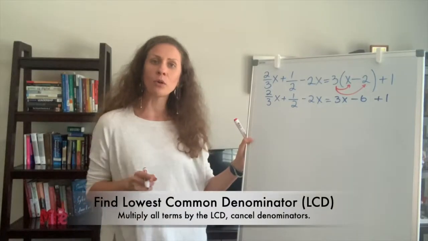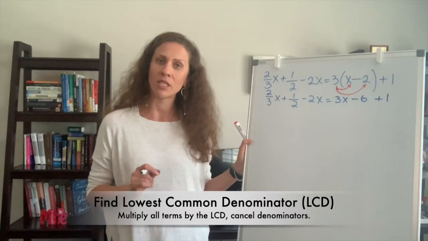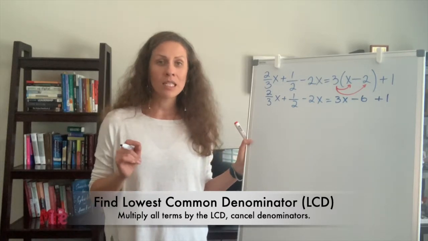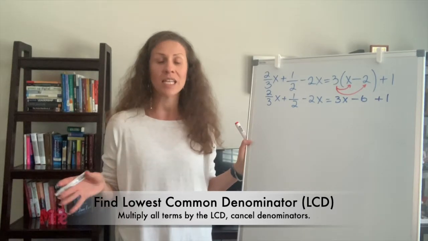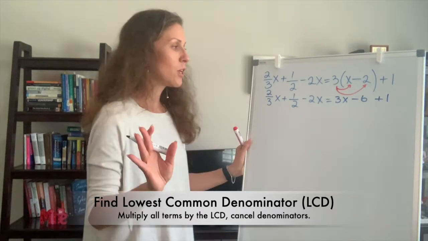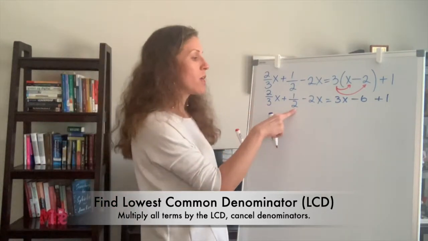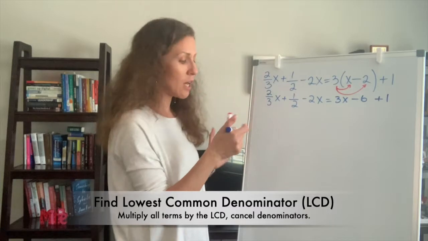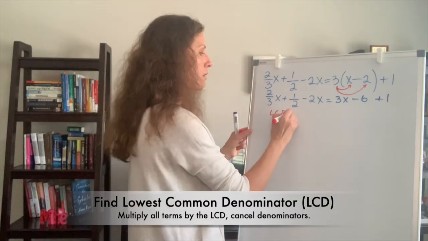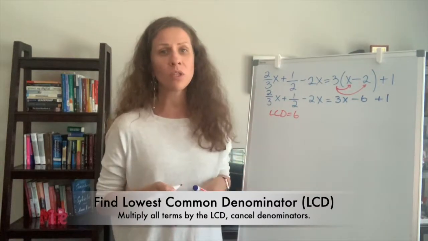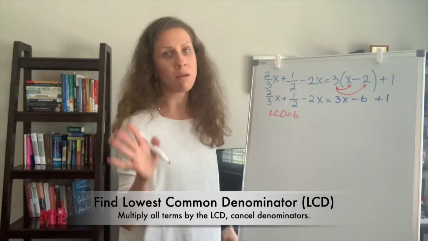The next step calls for finding a common denominator and multiplying every term by that common denominator. This is done to cancel the denominators and have an equation that doesn't have any fractions. So here we go. This equation contains 2 fractions. One has a 3 and one has a 2 at the bottom. The lowest common denominator for 2 and 3 is 6. So what I'm going to do is use that 6 and multiply every single term, fraction or not, by the 6.